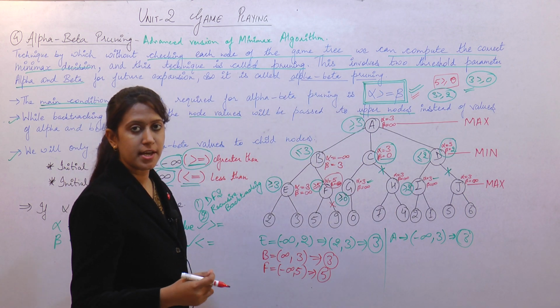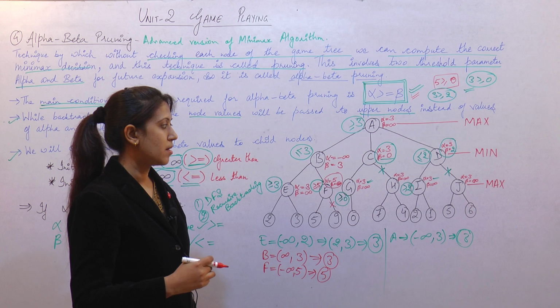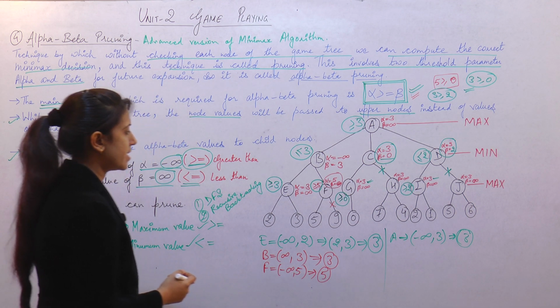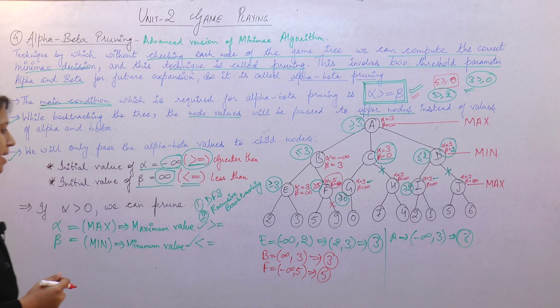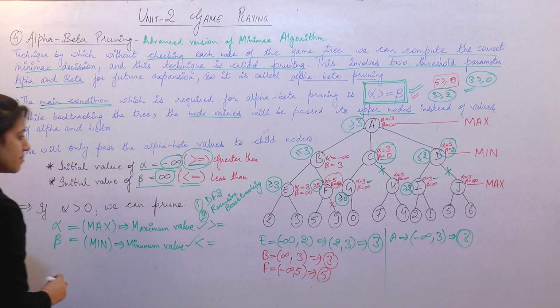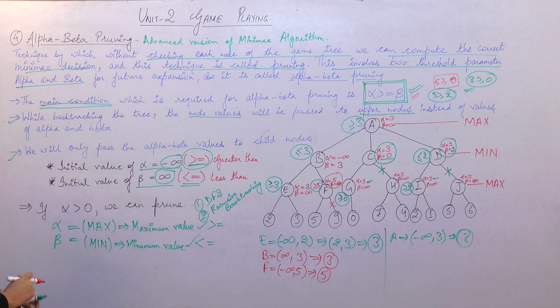In this way we can prune the subtrees of the game tree, and by pruning the subtrees we can save the time of comparisons and of calculating the values of alpha and beta, and this will make our algorithm faster with the minimum number of comparisons possible.